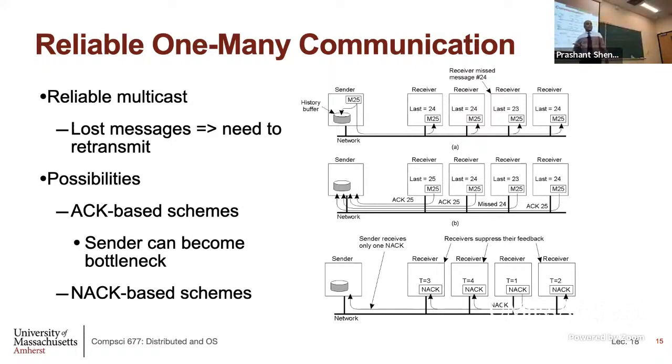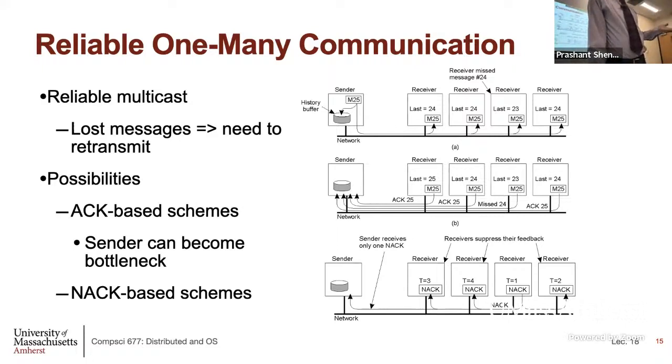But in an ACK-based scheme, what can happen is you will actually have a bottleneck at the sender as the size of the group increases. And that is the example that's actually shown here, where this is the sender node. Okay, there are four receiver nodes, and the sender has sent message number 25. Okay, M25 is message number 25 to all of the receivers, and then you are waiting for acknowledgement. Okay, so in this case, if you have N members in the group, you will receive N acknowledgements.